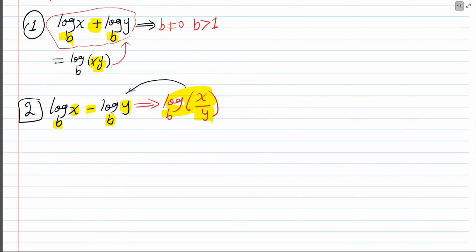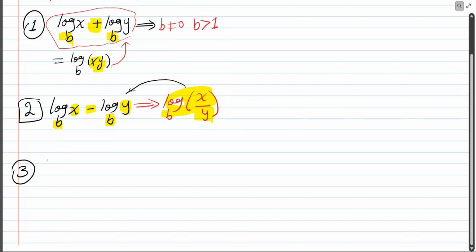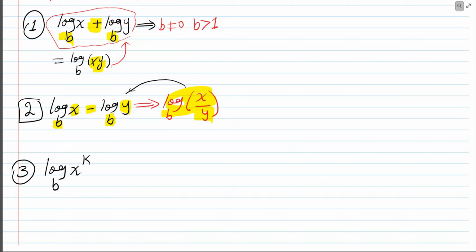Okay, students, now the third one is called the property of power. If you have logarithm base b of x to the power k, for example, in this case, since you have a power here on x and you have a base b, you can move this power to the front of the logarithm. So you can say k log base b of x. You can move the power to the front of the logarithm, or conversely move this power back to its place.